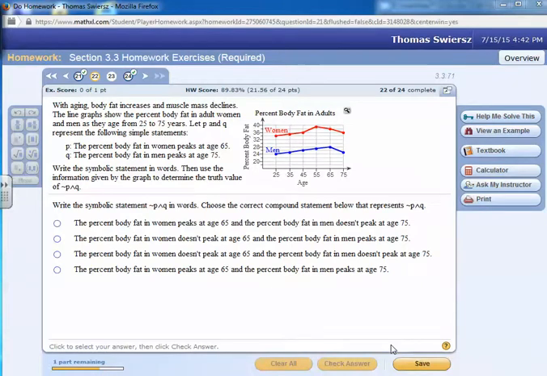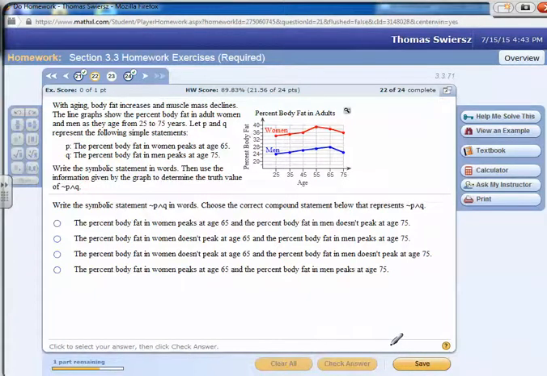All right, let's look at homework exercise number 22 from section 3.3. With aging, body fat increases and muscle mass declines. The line graph shows the percent of body fat in adult women and men as they age from 25 to 75. Let P and Q represent the following simple statements. P, the percent of body fat in women peaks at age 65, and Q, the percent of body fat in men peaks at age 75.